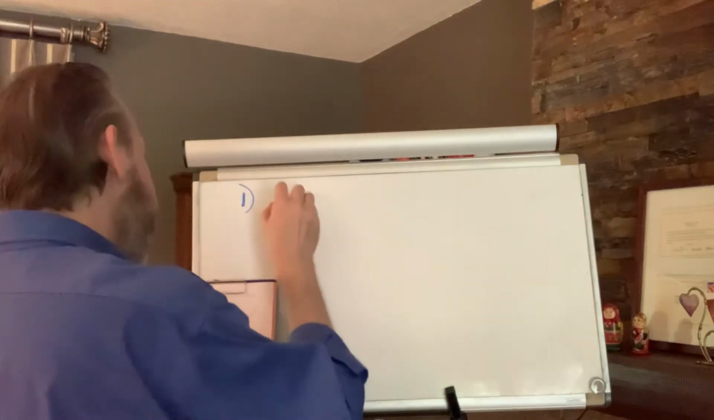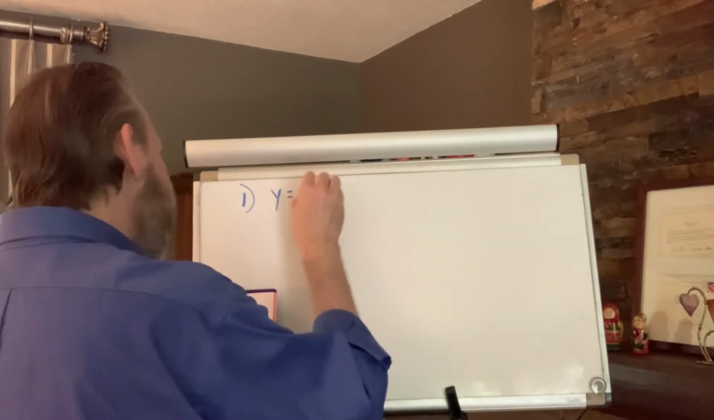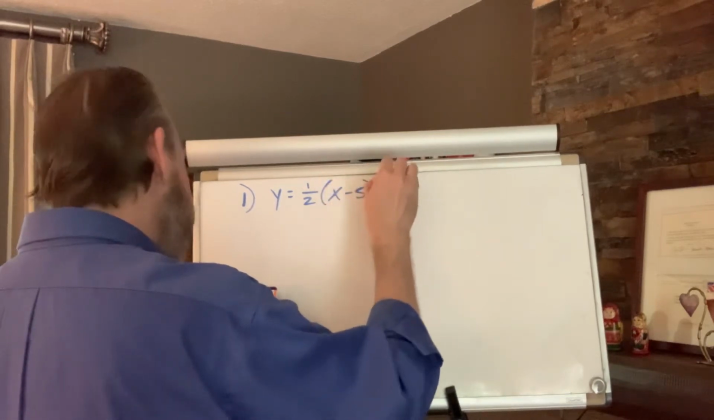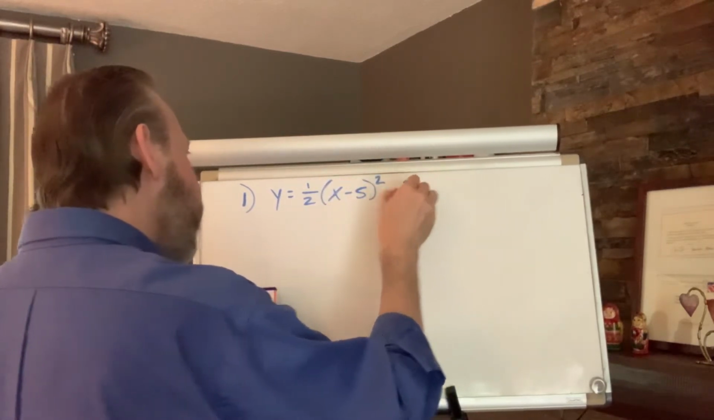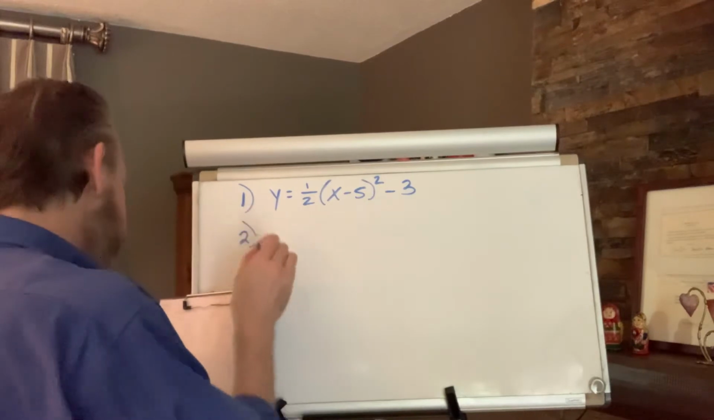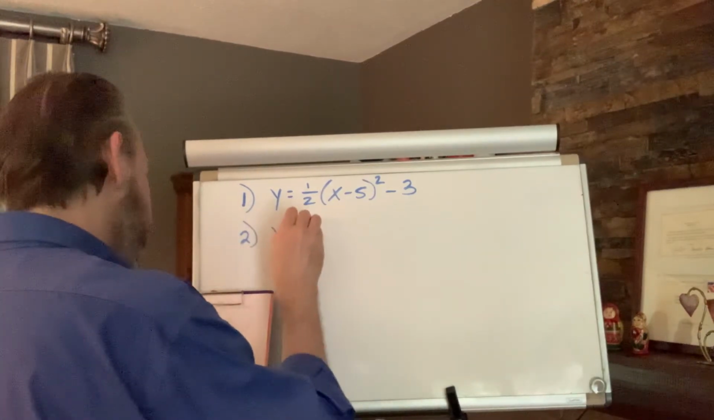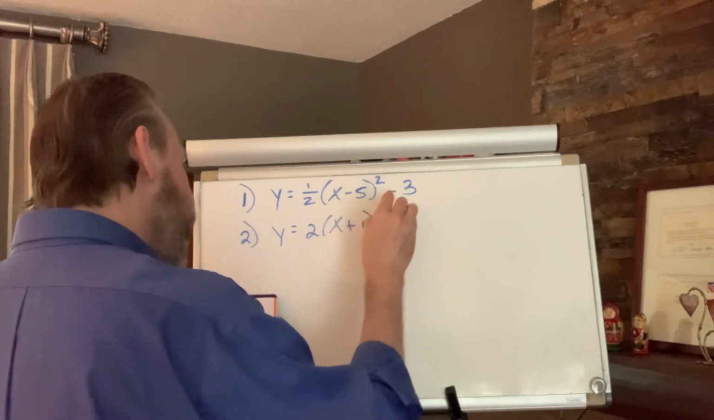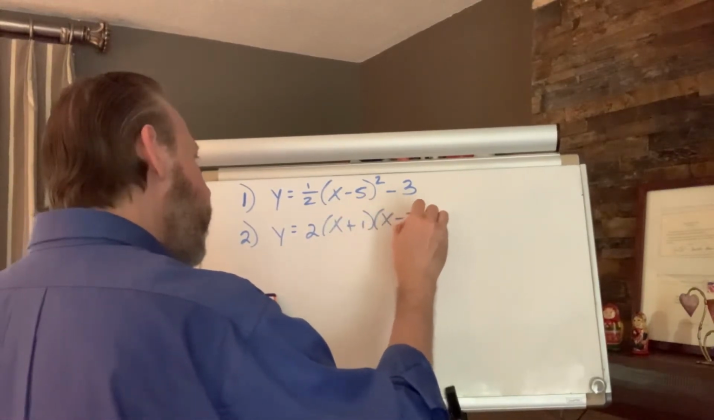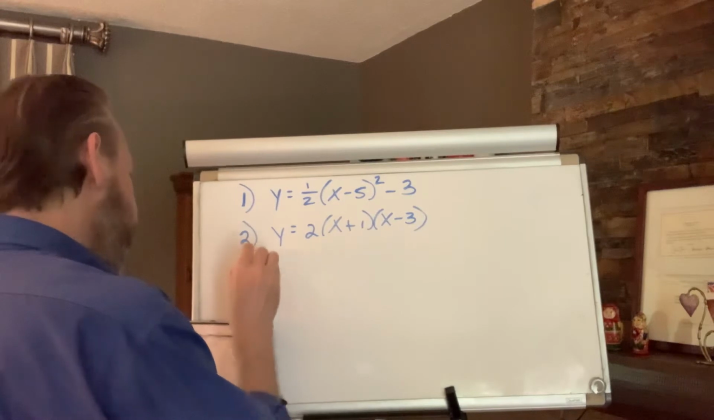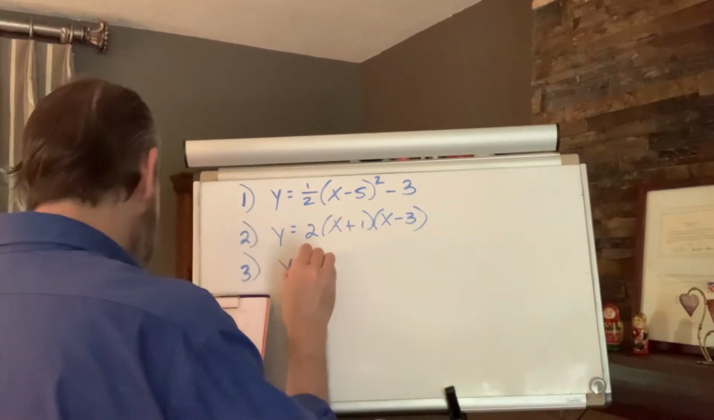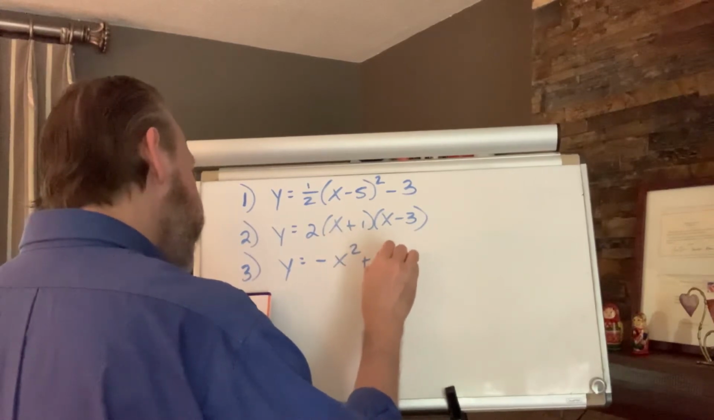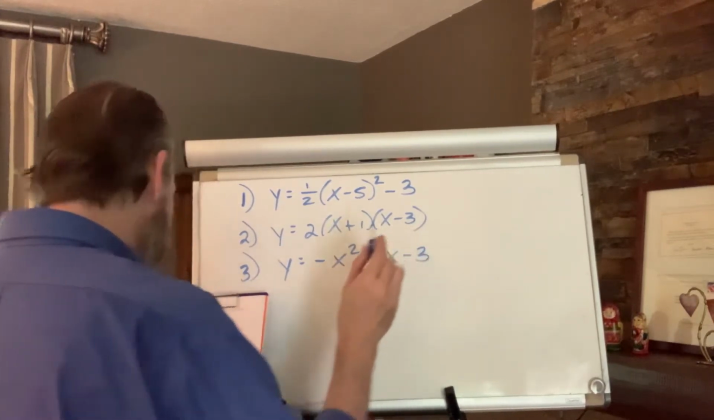Prompt number 1, y equals 1/2 (x minus 5) squared minus 3. Prompt number 2, y equals 2(x plus 1)(x minus 3). Prompt number 3, y equals negative x squared plus 4x minus 3.